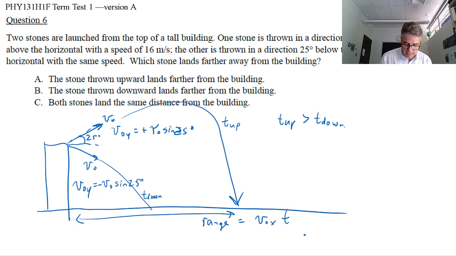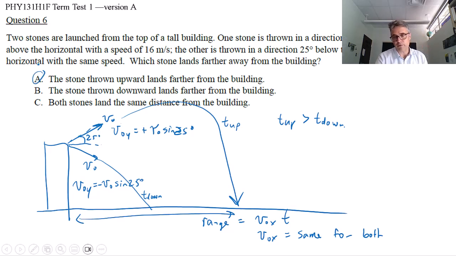v0x times the time. And it's the same v0x in both cases. V0x is the same for both because they're both 25 degrees away from horizontal. But since the t up is longer, it's going to go farther. So a stone thrown upward lands farther from the building.